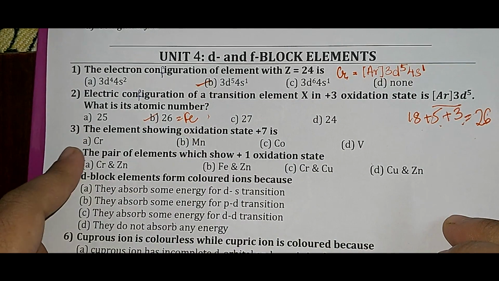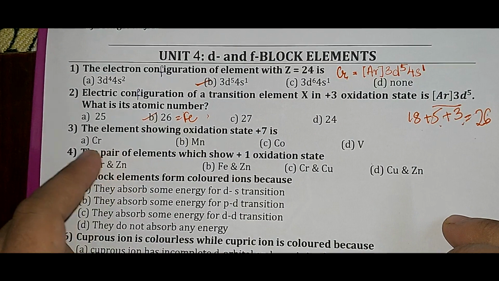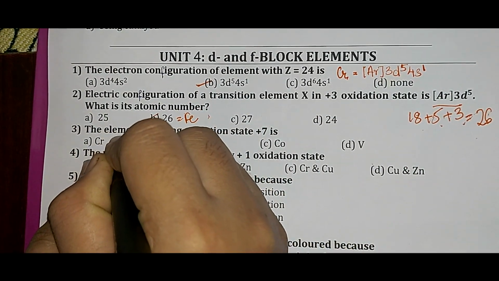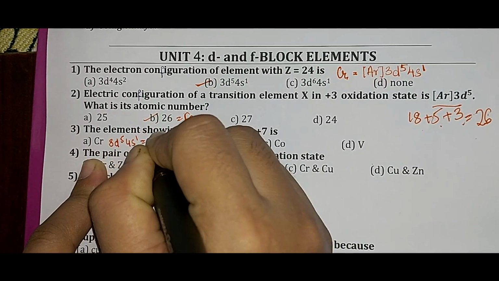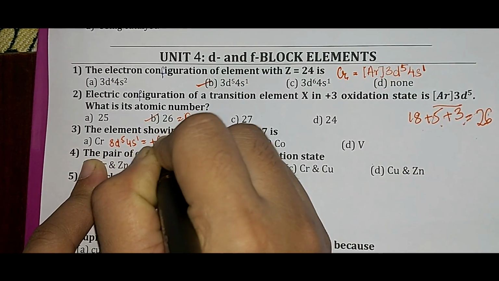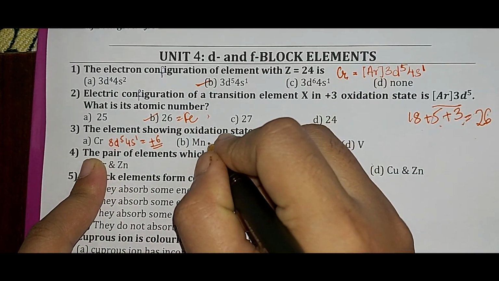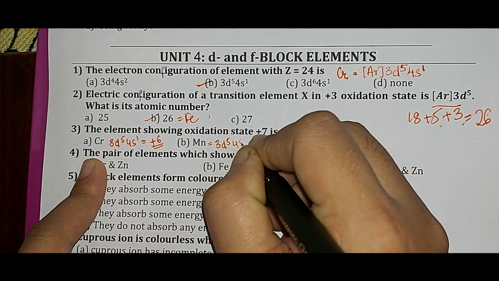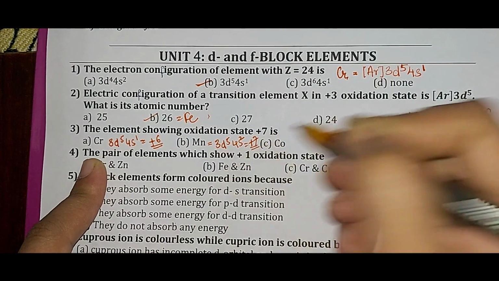Similarly, the next one: the element showing oxidation state +7 is... If you consider chromium, the outer shell electronic configuration is 3d5 4s1, and it can lose a maximum of 6 electrons, hence the maximum oxidation state is +6. If you consider manganese, its electronic configuration is 3d5 4s2, so the maximum oxidation state exhibited here is +7.